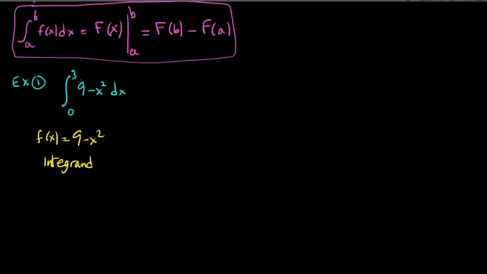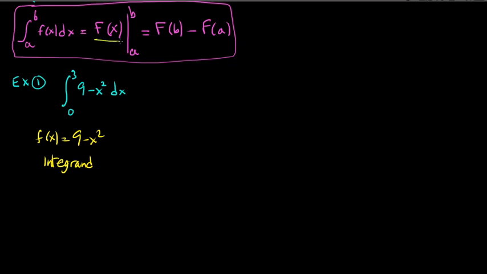The integrand, right? And you could use parentheses here, although they are optional. Anything between the integral sign and the dx is the function. In this case, f of x is 9 minus x squared. Okay, so what do we need to calculate the integral?